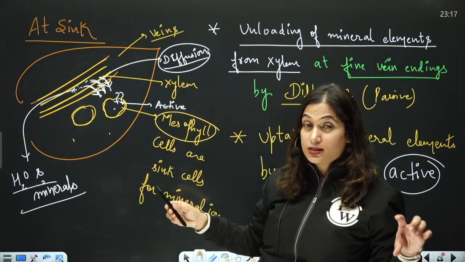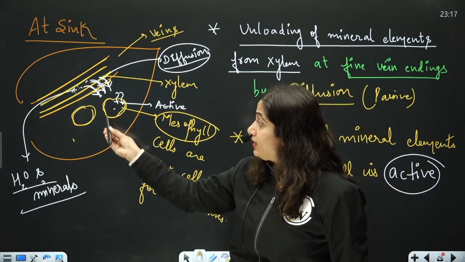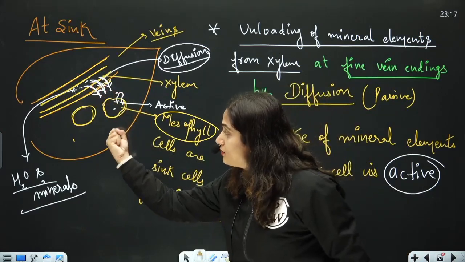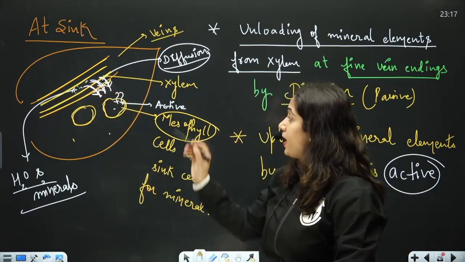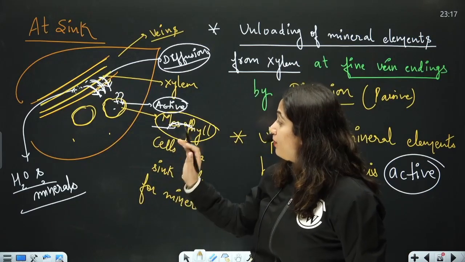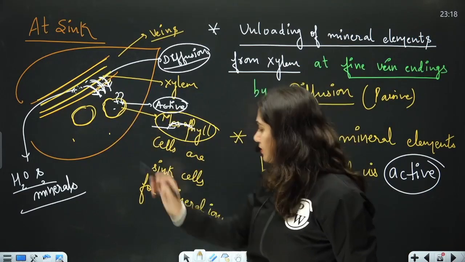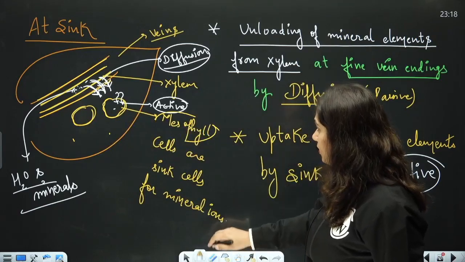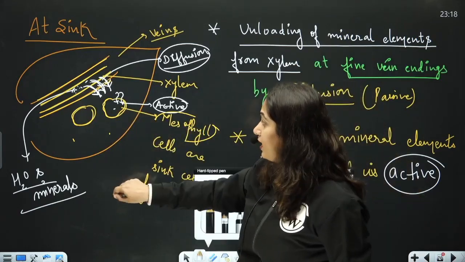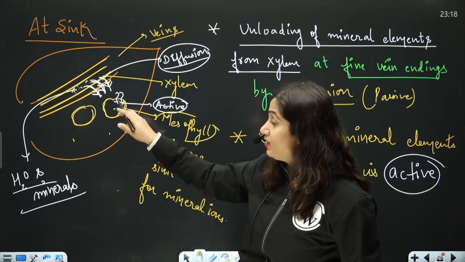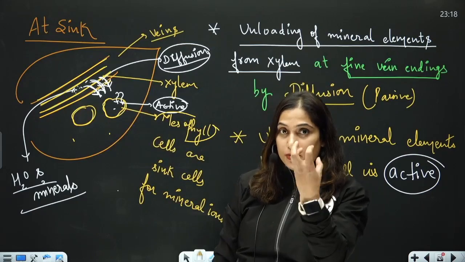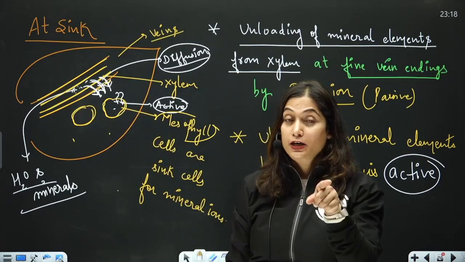This is the line of NCERT. These sink cells will take these mineral ions actively, because these sink cells need mineral ions and they are living cells. So when they absorb the mineral ions, that would be the active process.